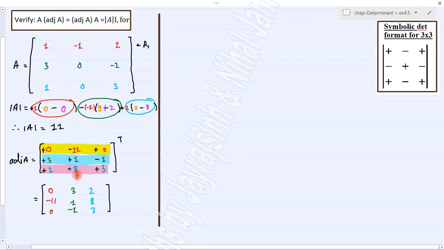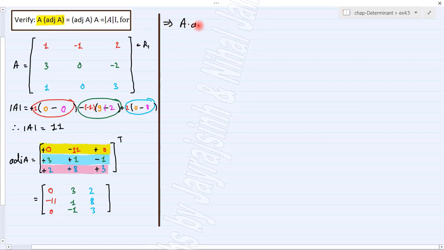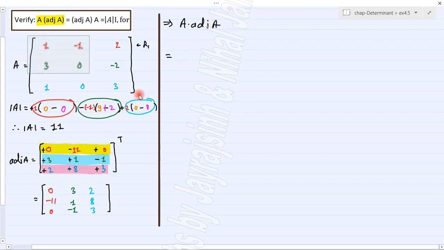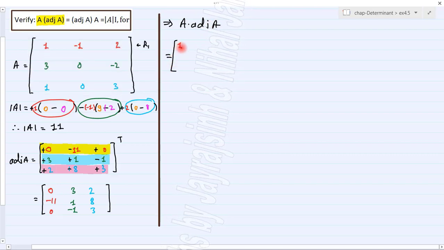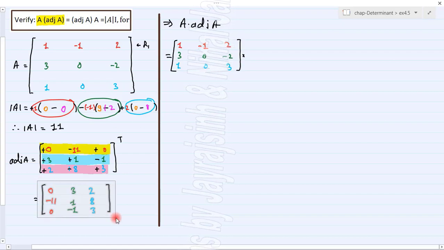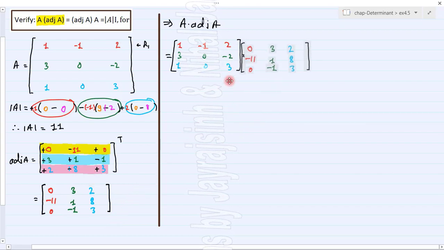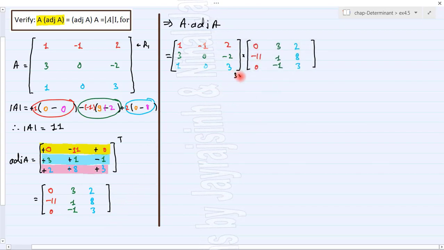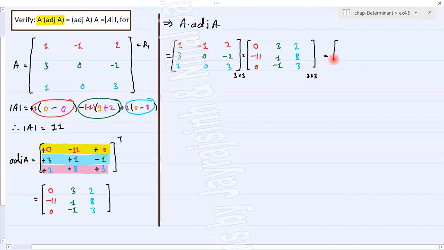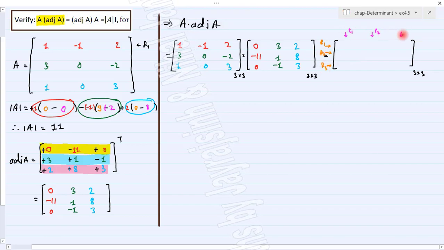So we can find out all the terms one by one. Let's begin from the first term, which is A into adjoint of A. So your first matrix will be matrix A, multiplied with your adjoint of A. Now we know that both matrices are of order 3 cross 3. So the resultant matrix will also have order 3 cross 3.